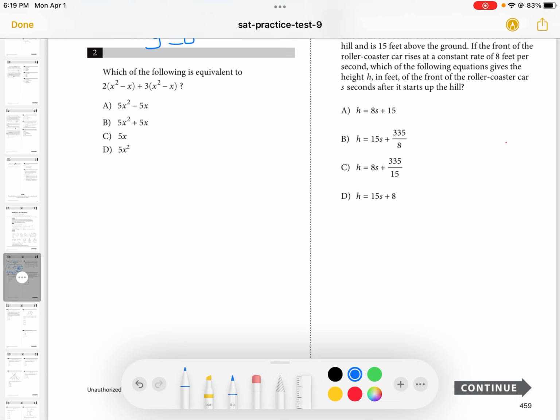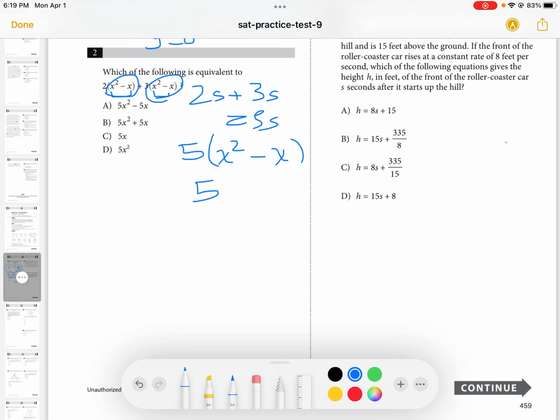Which of the following is equivalent to 2 times the quantity x squared minus x plus 3 times the quantity x squared minus x? So you notice how the things in the parentheses are the same? So we're just adding multiples of that thing together. So 2 times a something plus 3 times a something will be 5 times a something. So that something will be x squared minus x, so the sum will be 5 times x squared minus x. If we expand it, it's 5x squared minus 5x, and that's A.